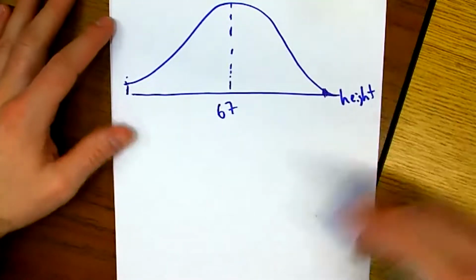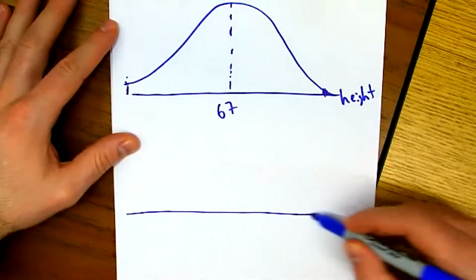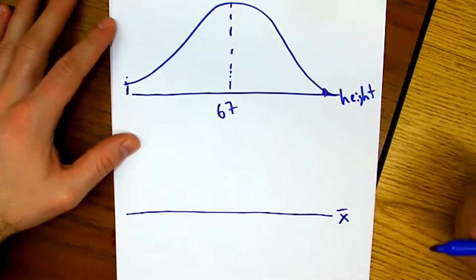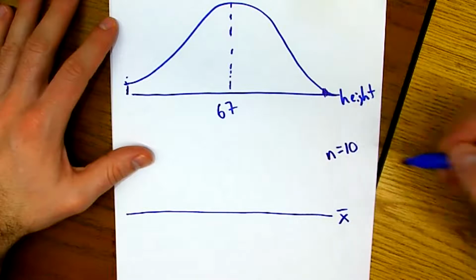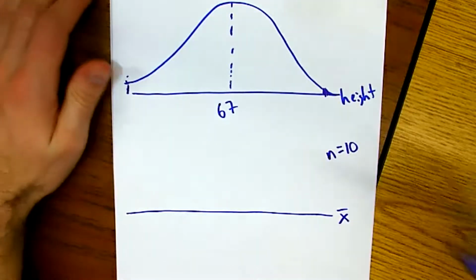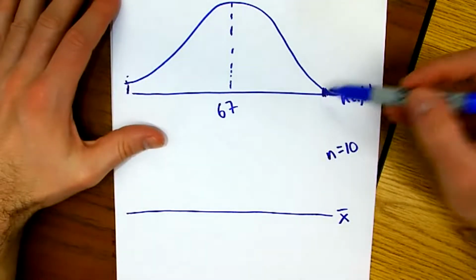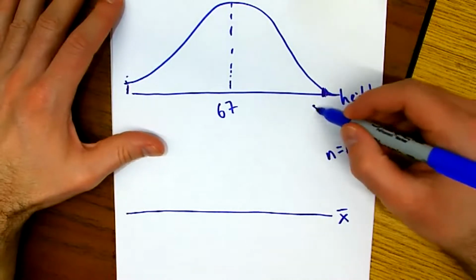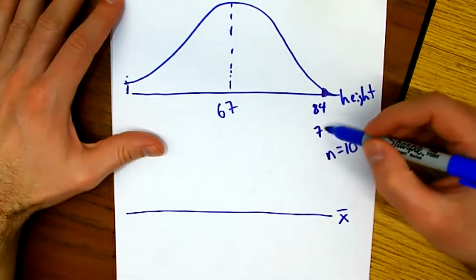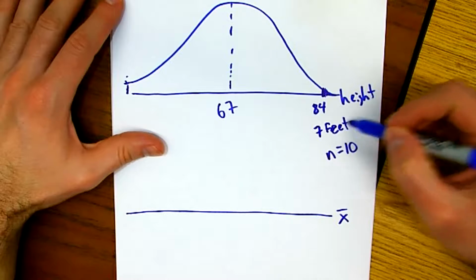But if I then look at a distribution where I'm looking at my sample means, and let's say I took samples of size 10. Well, now let's say this was 7 feet tall, so 12 times 7, so 84 inches. We're going to think about being 7 feet tall.